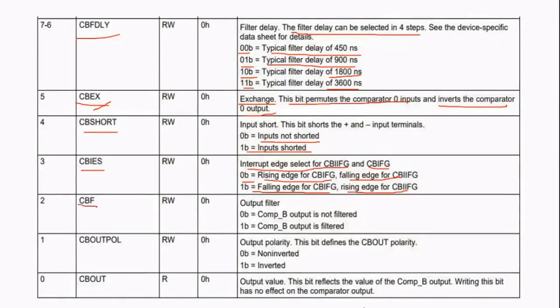So CBF, this is the output filter. If it is 0, comparator output is not filtered. If it is 1, comparator B output is filtered. Next, CBOUTPOL. This is called output polarity. This bit defines the CBOUT polarity. If it is 0, it is non-inverted. When it is 1, it is inverted. It depends upon the XOR gate application. So now CBOUT bit is the output value. Either it is high or low, 1 or 0. It will indicate the CBOUT value.